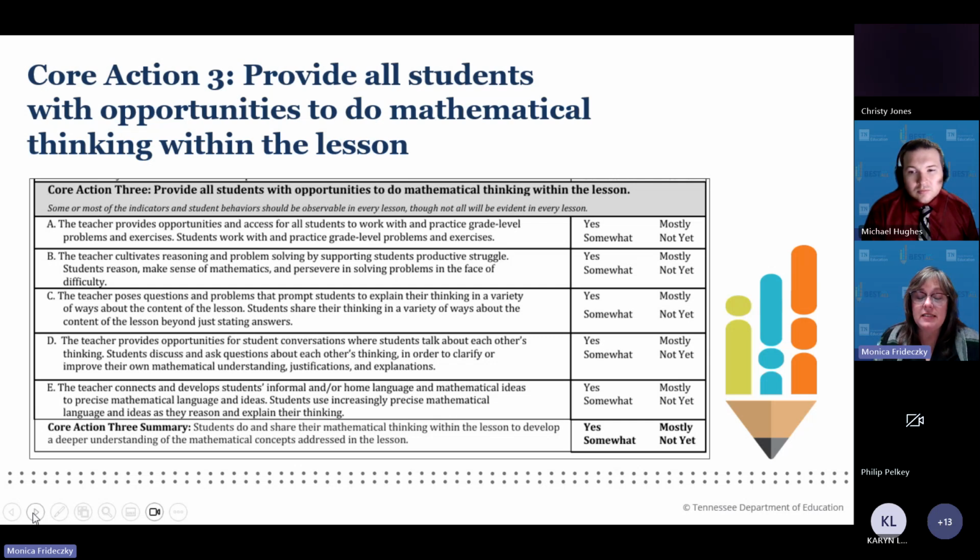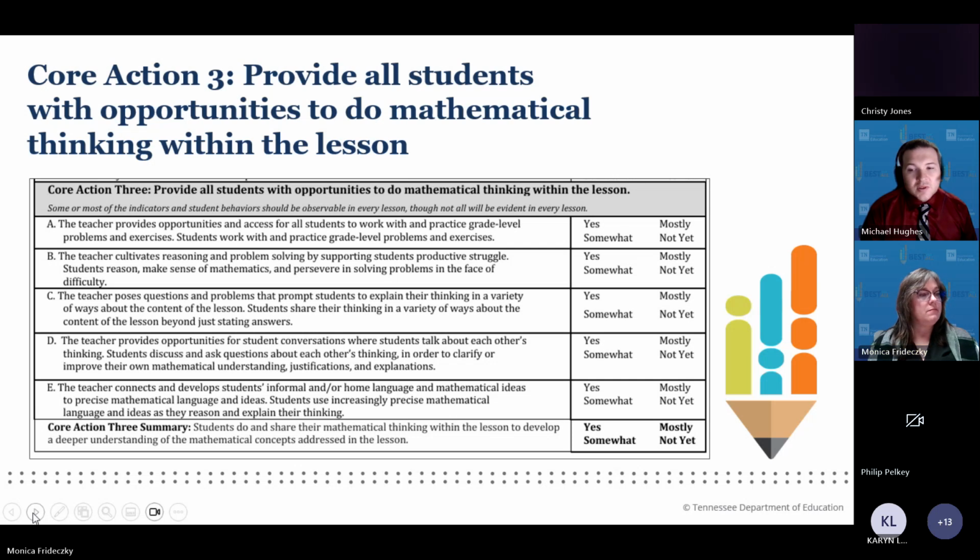The evidence that we might see is students asking questions for clarification. They may not be asking the teacher to clarify. They may be asking each other to clarify their thinking. They might be processing their thinking by just thinking out loud. And that's a fantastic way for students to clarify or share their thinking, but it's also a fantastic way for teachers to listen for evidence of what students are thinking as well.